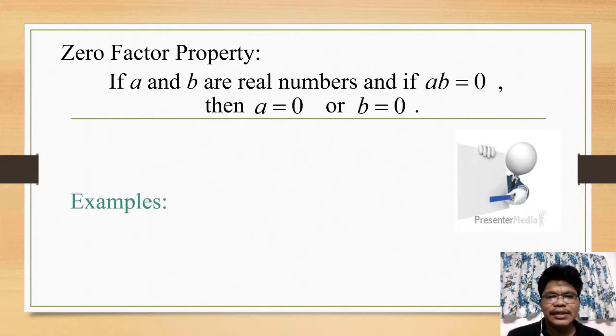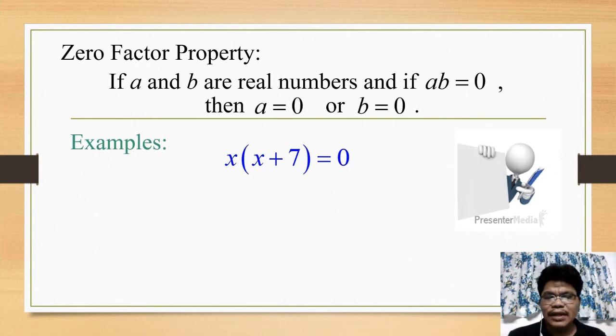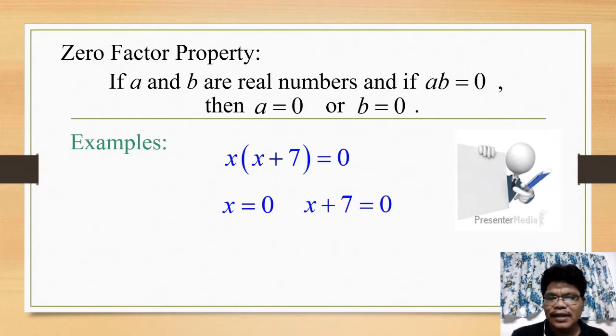Now, let us now proceed to the example. X times the quantity of x plus 7 equals 0. So x is the first factor, x plus 7 is the second factor. Now, if we're going to apply now the zero factor property or zero product theorem, then it becomes now x equals 0. What do you think the second one? So x plus 7 equals 0.